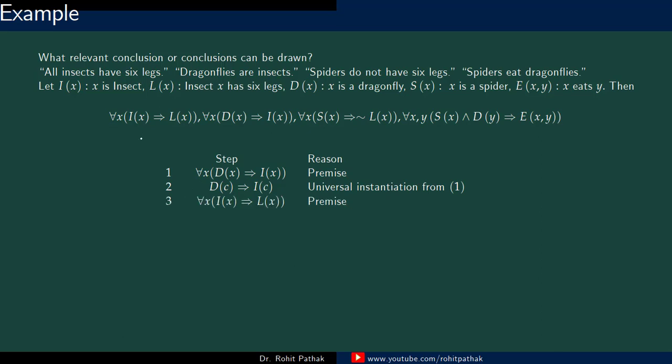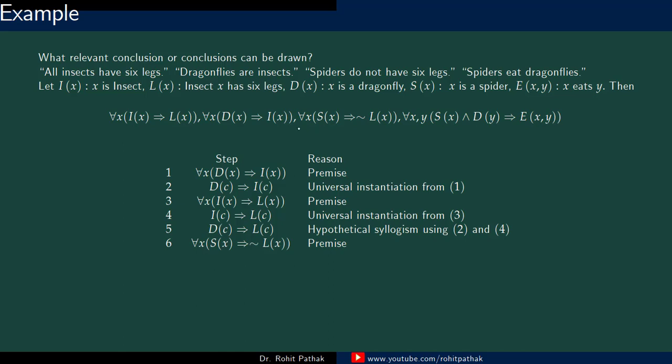Then the next premise: for all x, Ix implies Lx. So for all creatures or animals, if X is an insect, then X has 6 legs. Again using universal instantiation, since this is true for all x, this is true for a particular C, any arbitrary C. So using hypothetical syllogism on the second and fourth, we get DC implies LC. DC implies IC and IC implies LC will give DC implies LC using hypothetical syllogism.